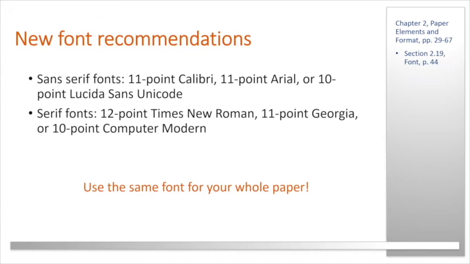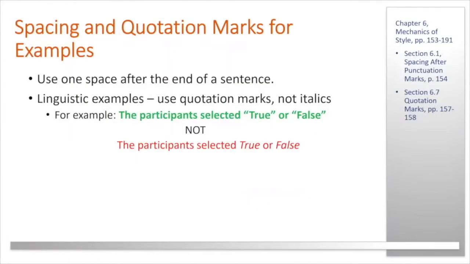The 7th edition also allows for a variety of fonts, taking into account accessibility needs and the differences in devices. Just remember, besides exceptions like footnotes or figures, the same font should be used for your whole paper. The 7th edition now recommends only one space after the end of a sentence. Also, quotation marks instead of italics are used for linguistic examples.